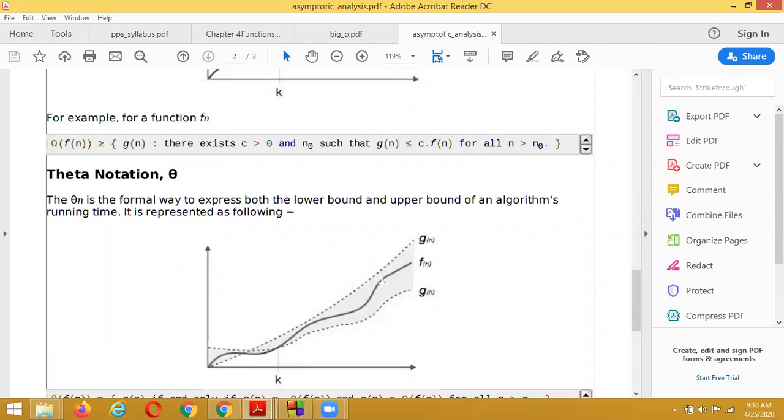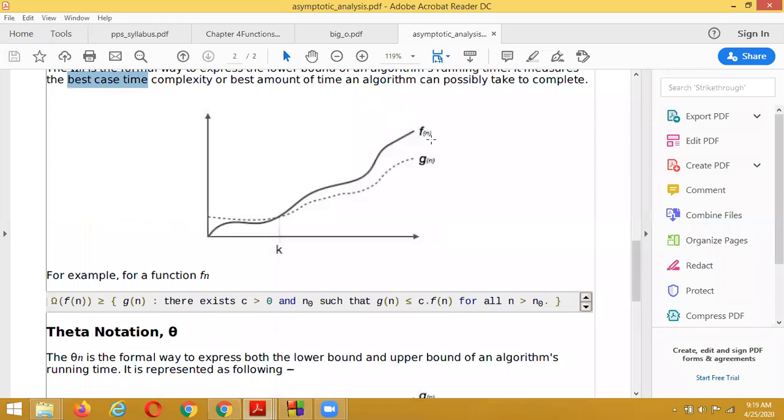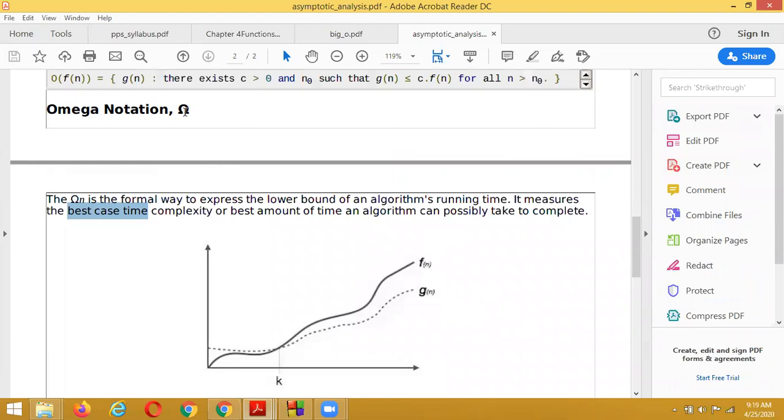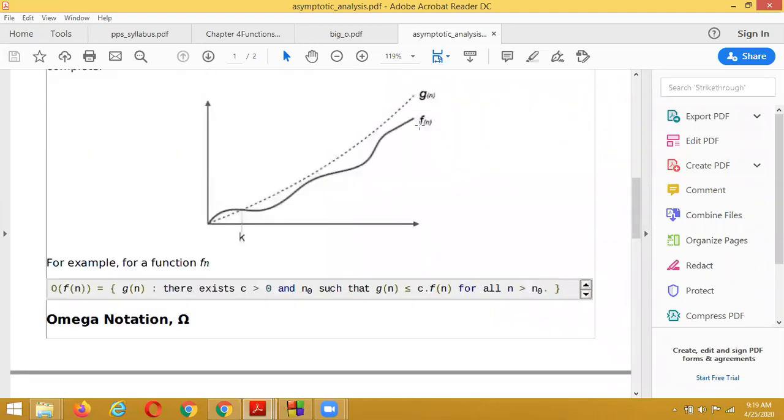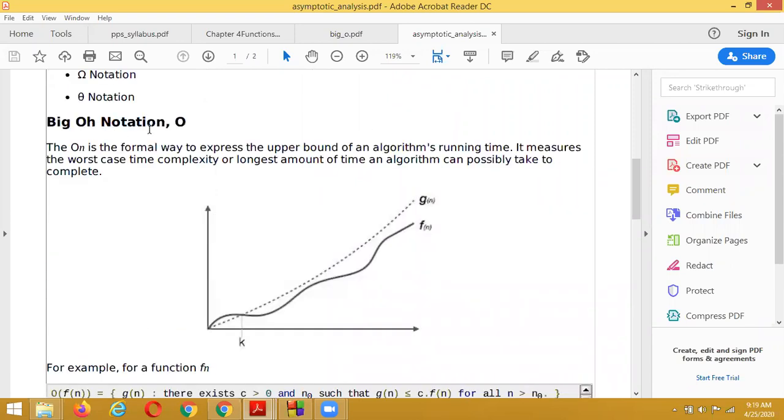If you are explaining the theta notation, you need to explain using this diagram. If f of n occurs as a lower bound and upper bound for g of n, we call it theta notation. And if f of n occurs as an upper bound to g of n, we call it omega notation. And if f of n occurs as a lower bound to g of n, we call it big O notation.